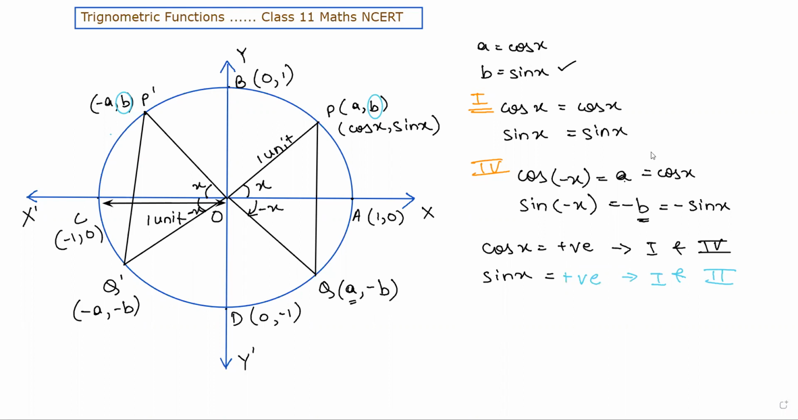We know that tan x is equal to sin x upon cos x. So for tan x to be positive, both sin x and cos x should have the same sign. Tan x is positive only when both sin x and cos x have the same sign.